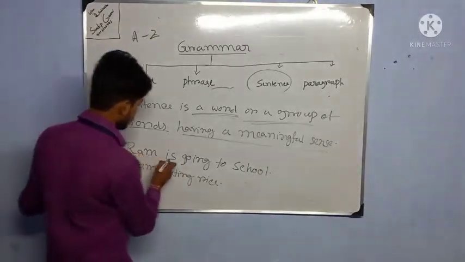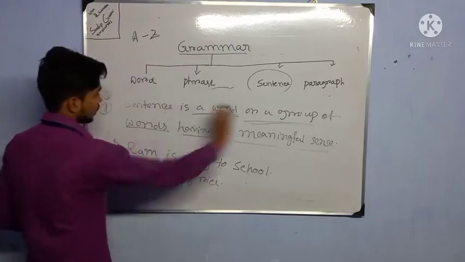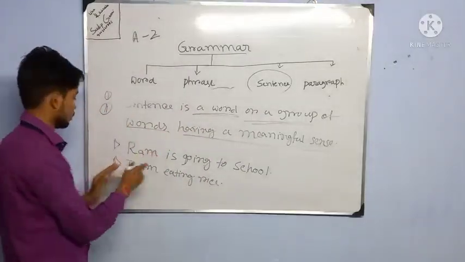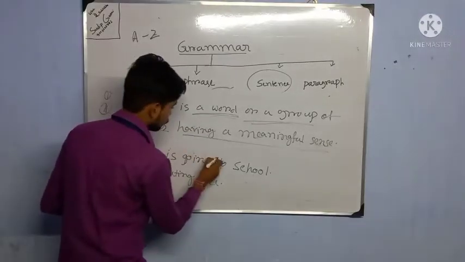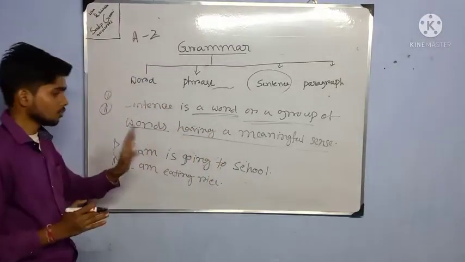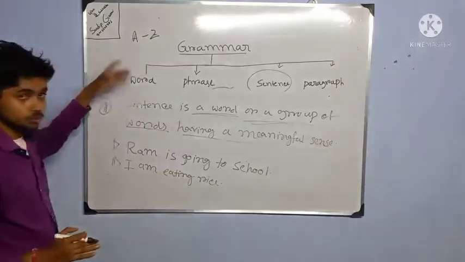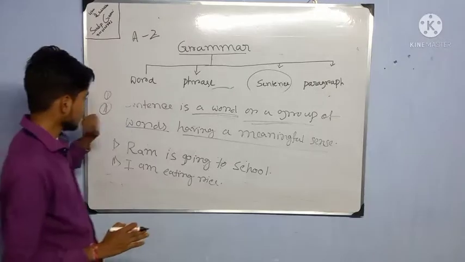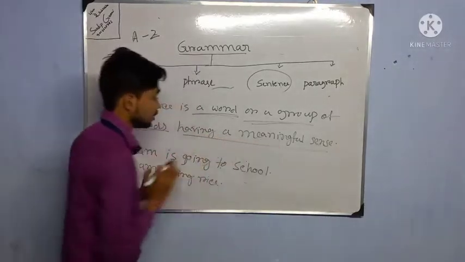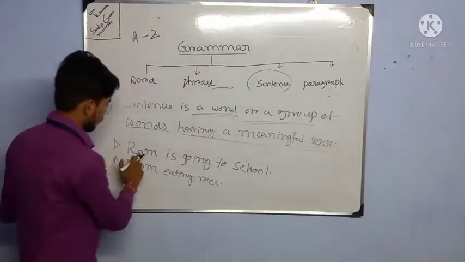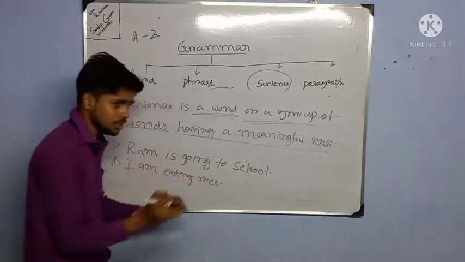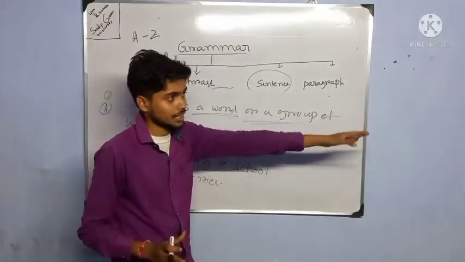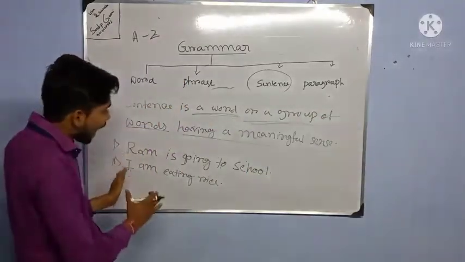First is that Ram is going to school. The first condition is a word or a group of words. So 1, 2, 3, 4, 5. Five words are there. So one condition is fulfilled. And the second condition, having a meaningful sense or not. Yes, Ram is going to school. That means the person Ram is going to his destination, that is school. So it has a meaning.